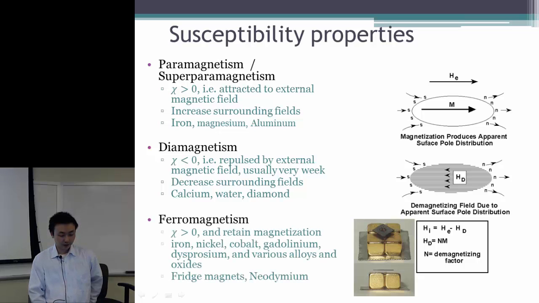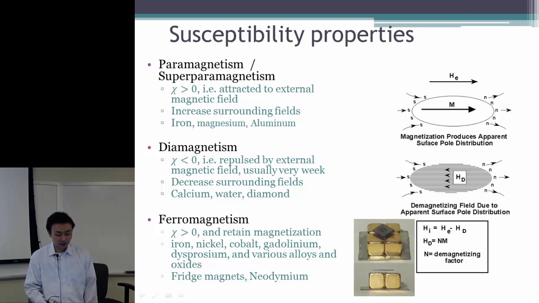And there is the third one called ferromagnetism. Ferromagnetism also has a positive susceptibility, but its property is that it can retain the magnetization even after it's removed from the external field. That means it can be more like permanently magnetized. This kind of material includes iron, nickel, cobalt, gadolinium, and lots of alloys and oxides.